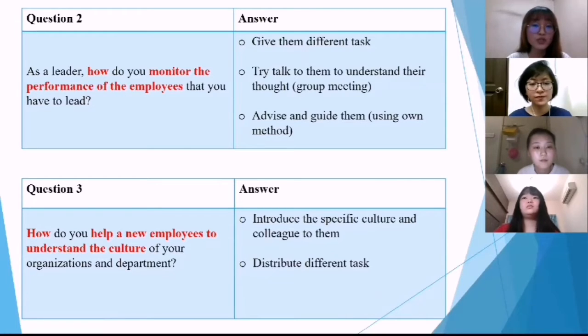The third question given to the leader was, how do you help the new employees to understand the culture of your organization and department? The leader answered that she will bring the new employees to introduce the specific culture to them in order to maintain higher productivity. She also will introduce them to every colleague they have to communicate with in the future. After that, she will distribute different tasks to them so that they have a chance to handle the task using the readily provided facilities and equipment.